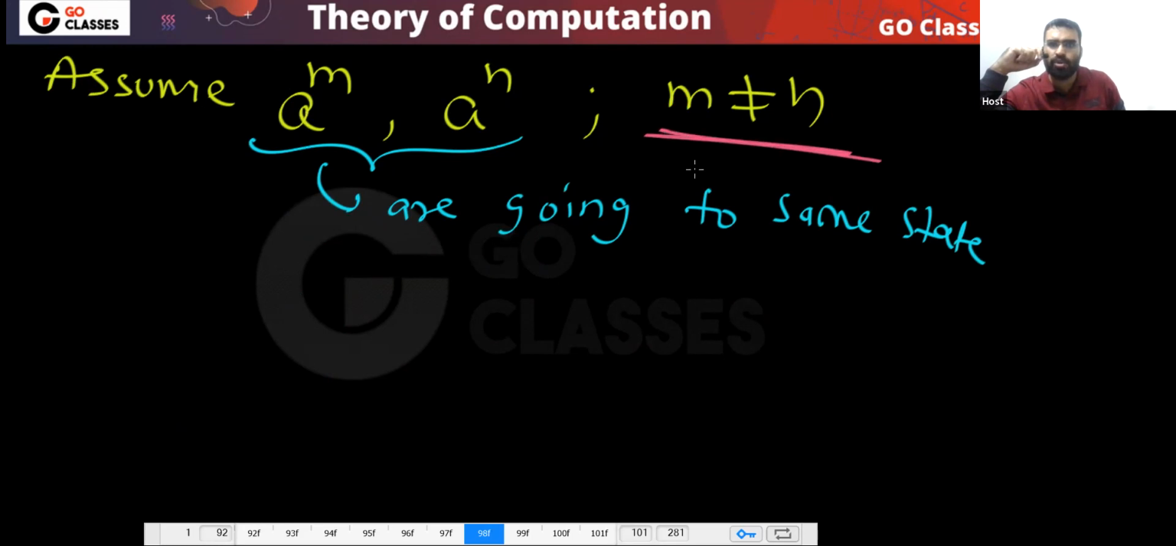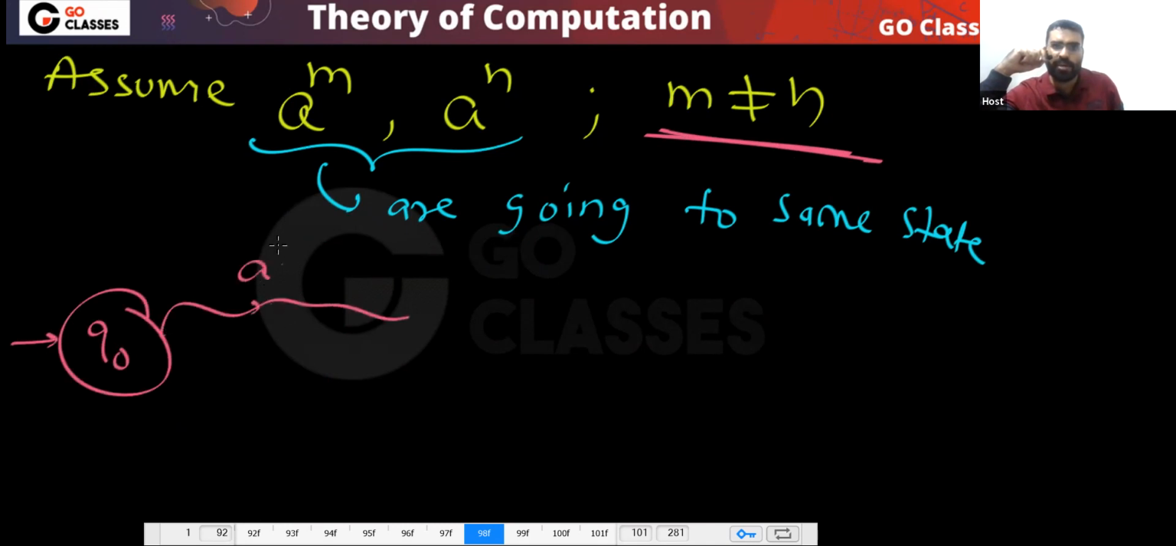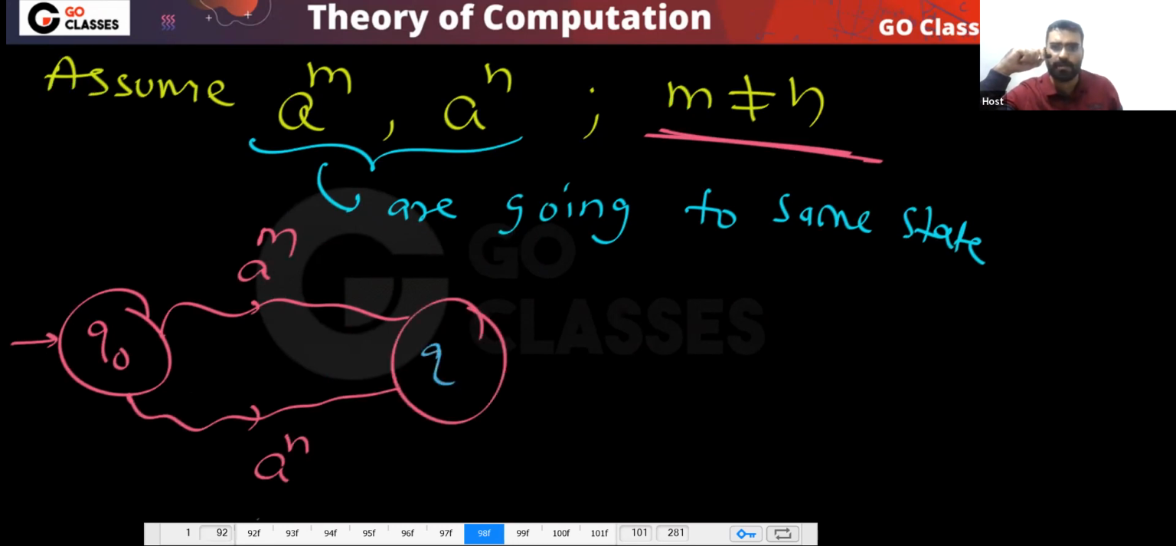If you assume that two strings are going to the same state, from the initial state, your DFA on these two, m is not equal to n. Remember, m is not equal to n. So two different strings are going to the same state. Now there is a problem.